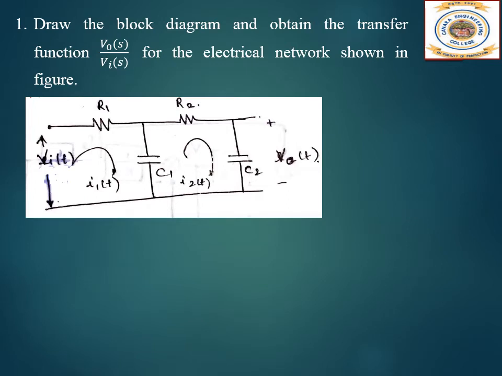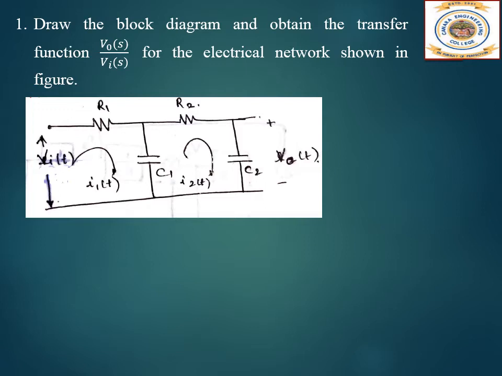So the question over here is we have to draw the block diagram from the given electrical network and find the transfer function V naught of S by Vi of S. So first, we have to write the equations for I1 of S, Vi of S and V naught of S. So let us write the equations.